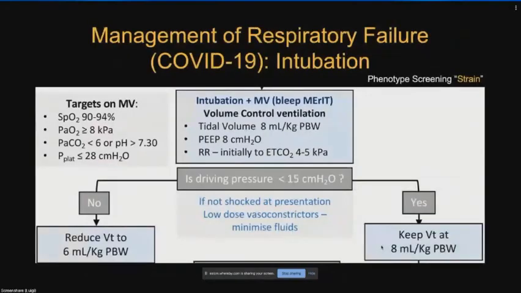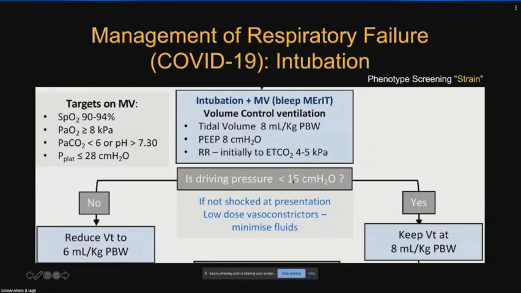And so that's why we go into the intubation phase where we look at strain. So the first thing we do, we ventilate them in volume control. In that way, we can measure the driving pressure. And we don't use super low tidal volumes. About 60% of these patients have completely normal compliance, and we don't want to underventilate and cause hypoventilation atelectasis in these patients.